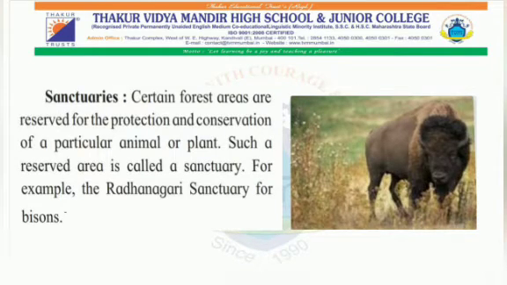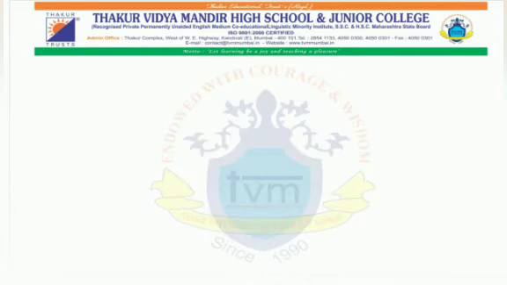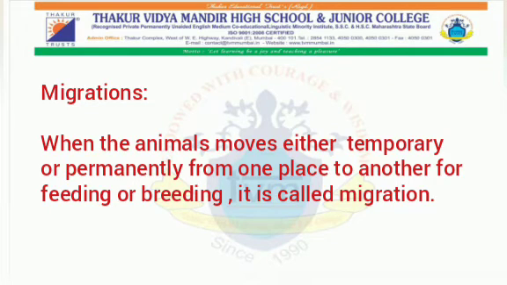The next one is sanctuaries. Certain forest areas are reserved for the protection and conservation of a particular animal or plant. Such a reserved area is called a sanctuary. For example, the Radhanagari Sanctuary for bisons. Students, the next one over here is migration. When animals move either temporarily or permanently from one place to another for feeding or breeding, it is called migration. Let us go ahead.